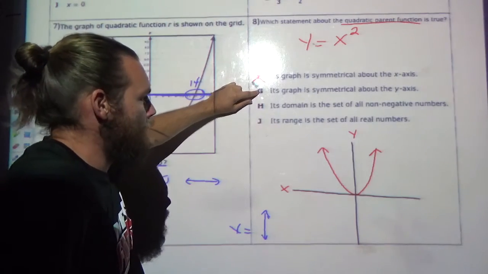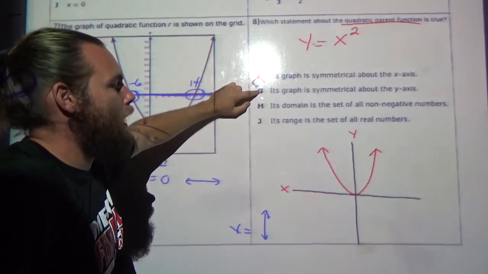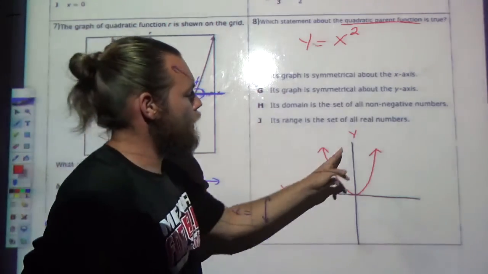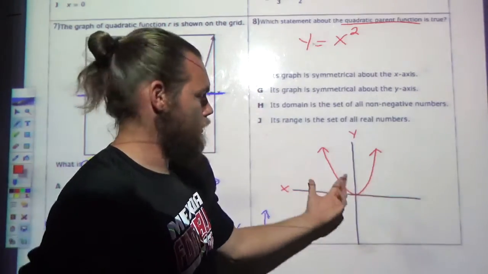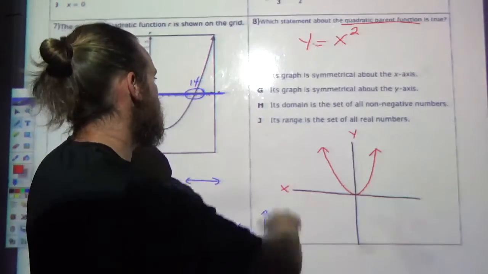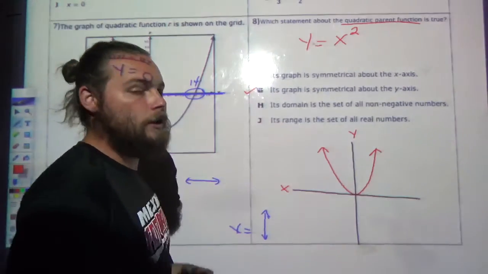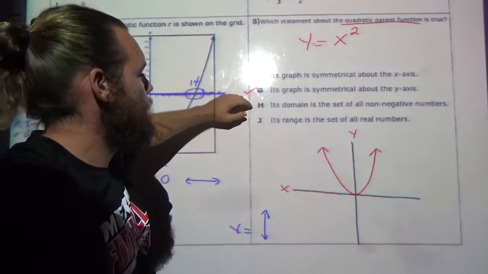G says its graph is symmetrical about the y-axis. If we were to cut it at the y-axis, is it the same on both sides? Well, yeah, it is. It looks that way. I'm just going to put a check mark next to it because it looks right. Let's keep going down the choices.